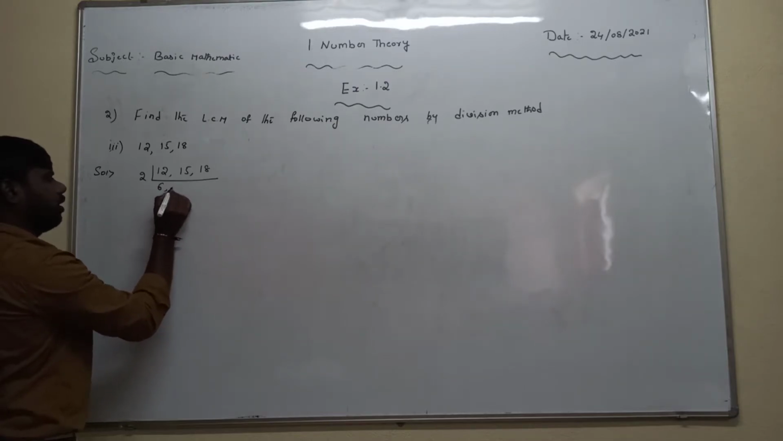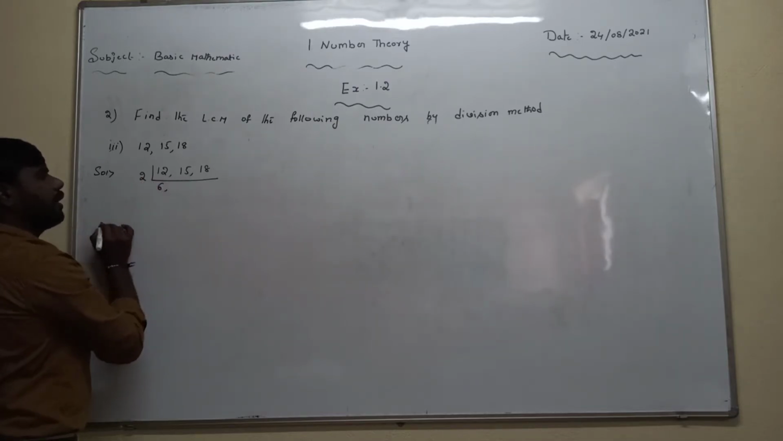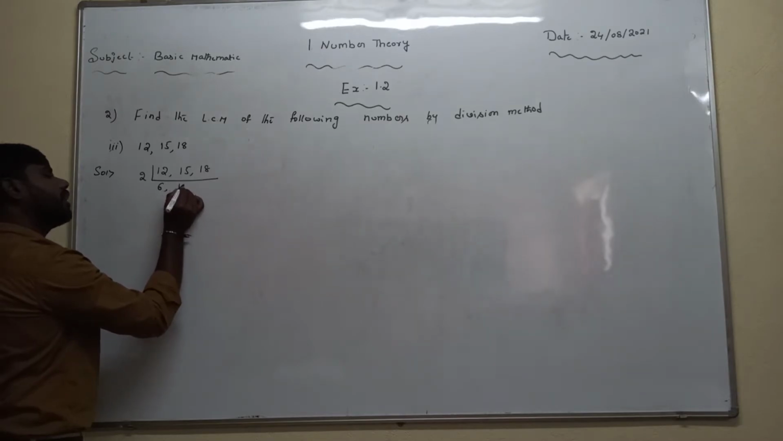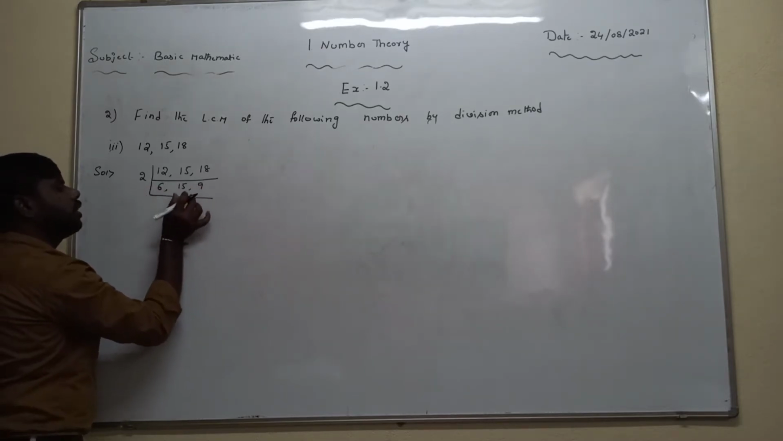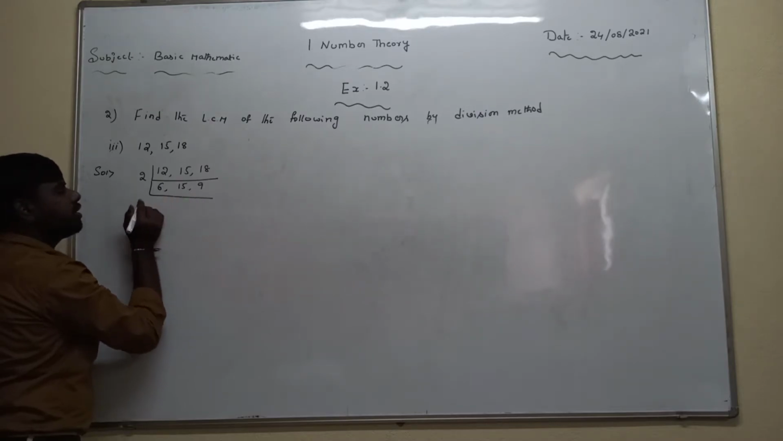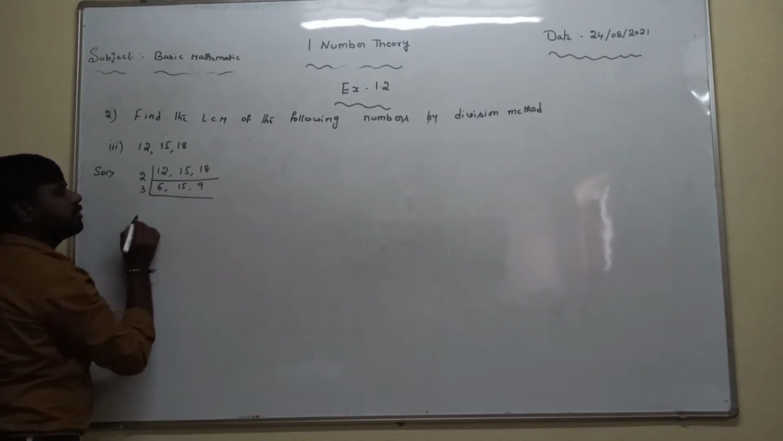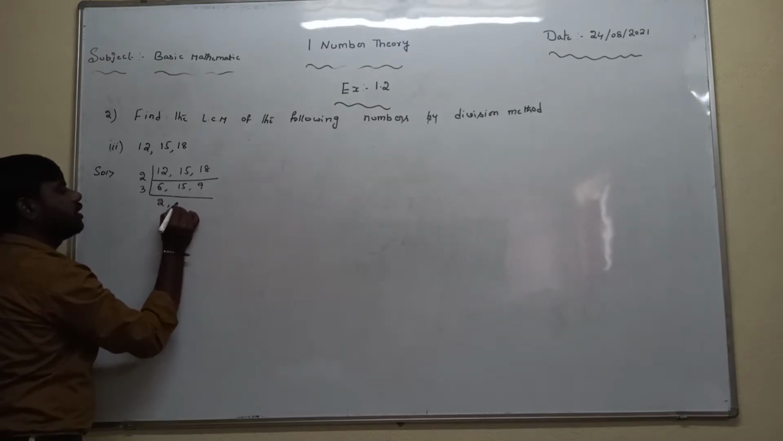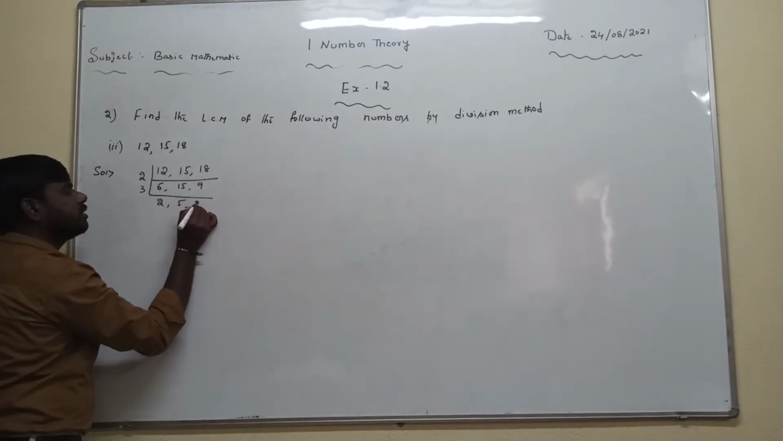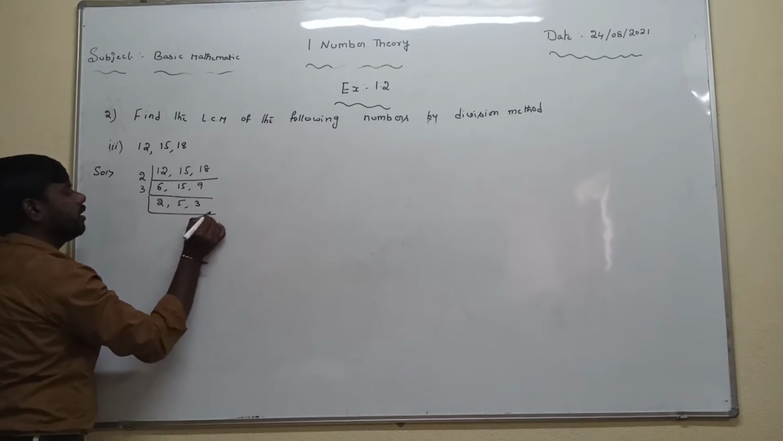2 sixes are 12. 15 is not divisible by 2, that's why I am taking 15 as it is. 2 nines are 18. Next, these 3 numbers are divisible by 3, that's why I am taking it. Next prime number is 3. 3 twos are 6, 3 fives are 15, 3 threes are 9. Next you can take 2.